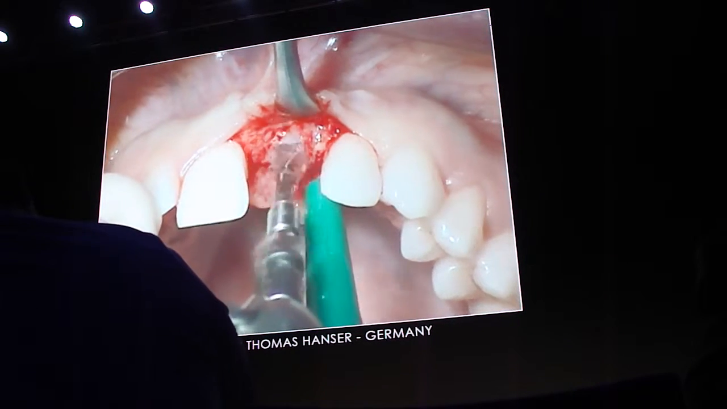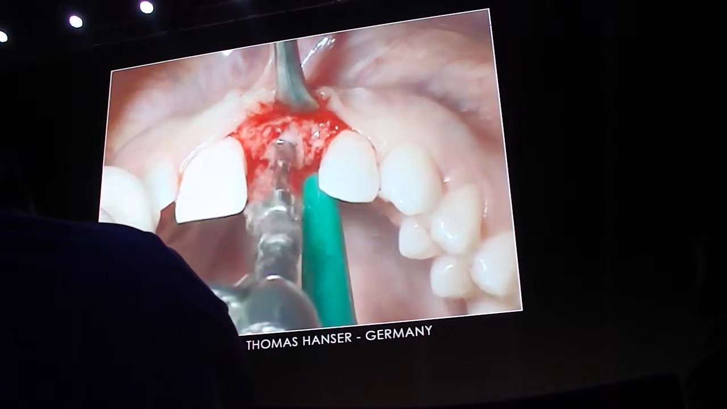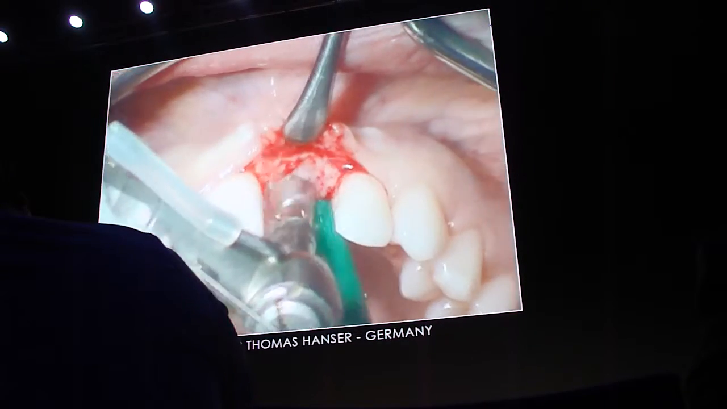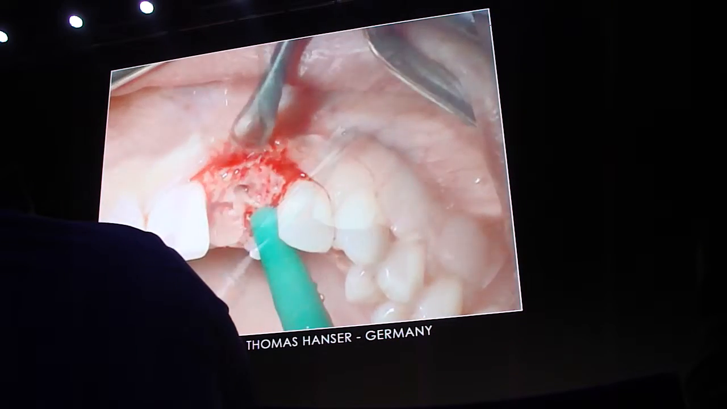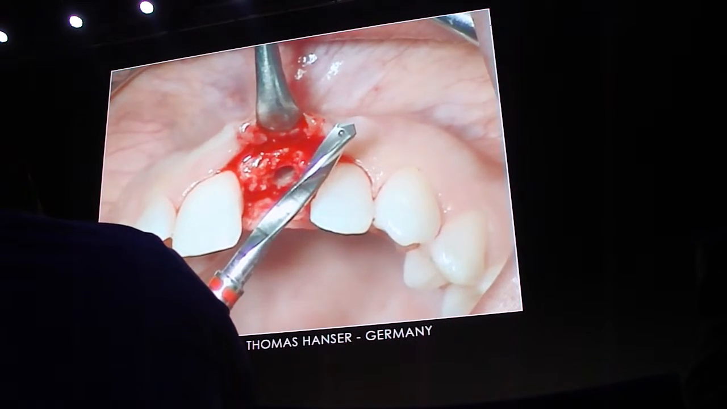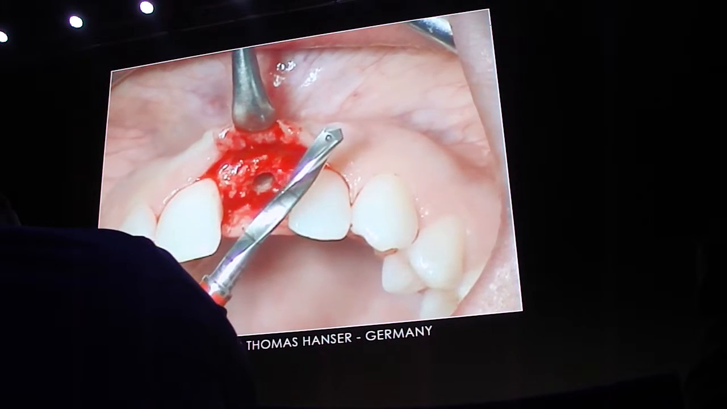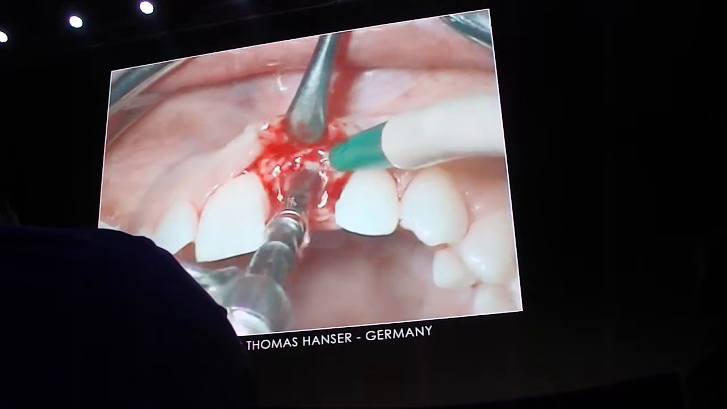This is a case I did more than 10 years ago. Of course, it would be a beautiful case for navigation. Those days we did not have navigation, so we did it freehand. But to avoid additional scar tissue, we were trying to not have any releasing incision, only opening the crestal area.